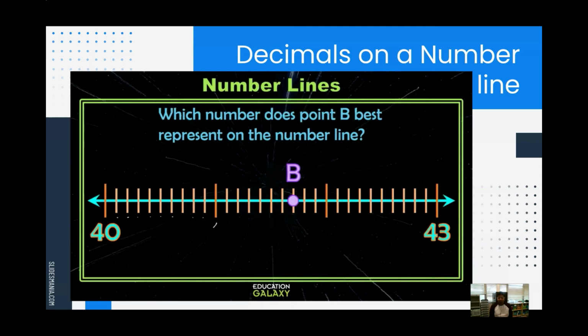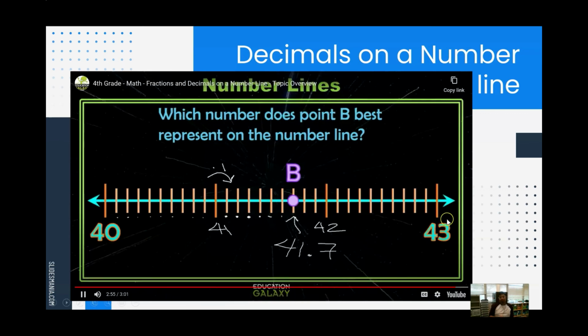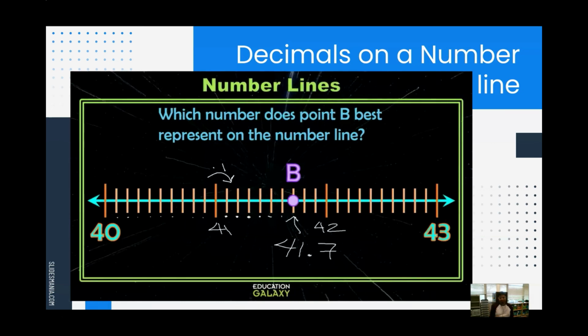So that makes this one $41. Then this one is $42. Since there are 10 spaces between 41 and 42, each space is 10 cents. So this next tick mark is 41 and 1/10, 41 and 2/10, 41 and 3/10, 4/10, 5/10, 6/10, making point B at 41 and 7/10. 41 and 70 cents. Good job. Think of it like money, now you can practice your tenths and hundredths on a number line.